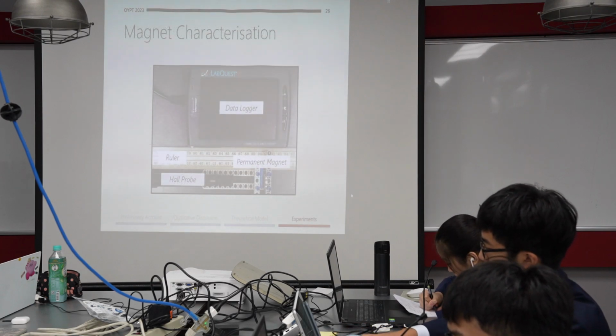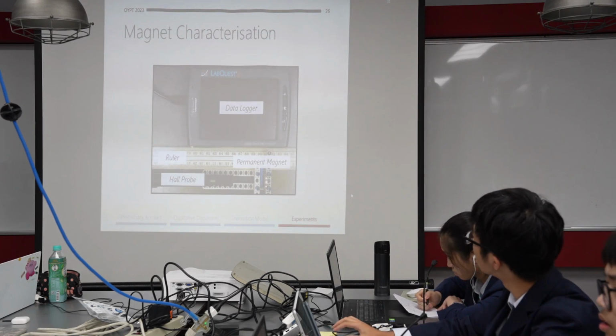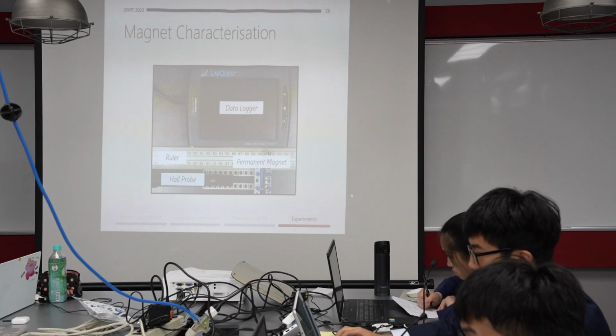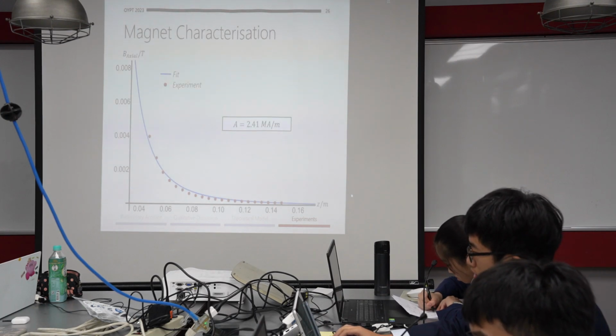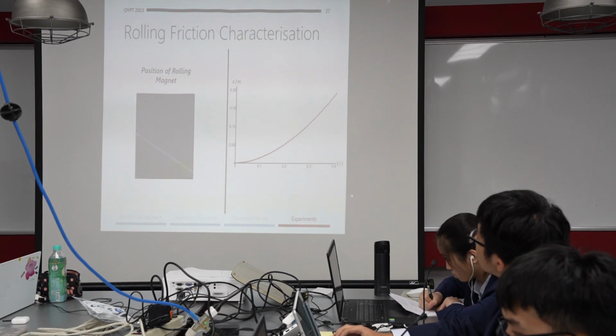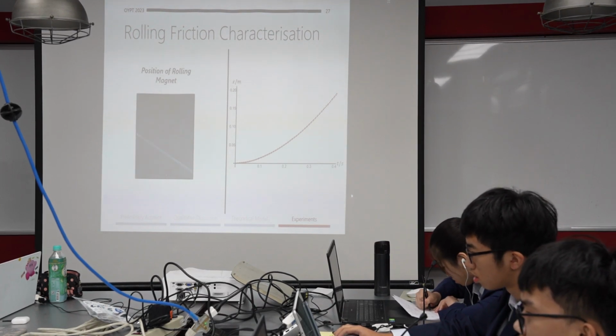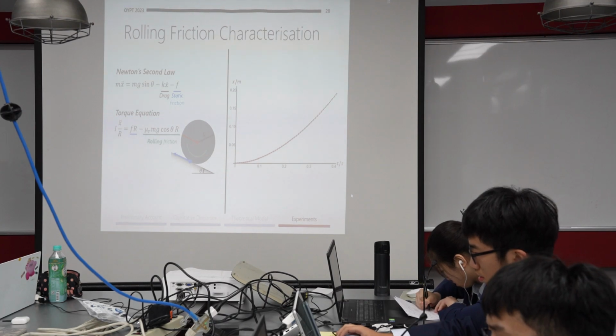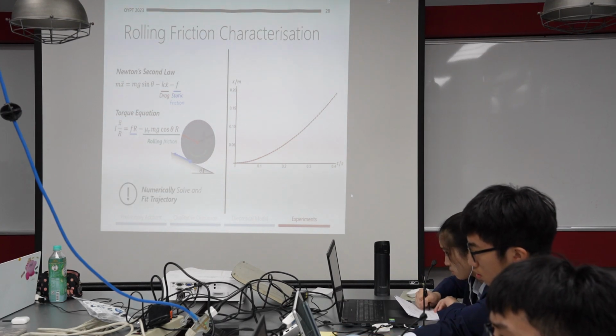To characterize the strength of our magnet, we use a Hall probe and measure the magnetic field along the axial direction. We then fit it to a curve to obtain the surface current magnitude. To characterize the coefficient of rolling friction, we roll a magnet down the ramp and track its position. Using Newton's second law and the torque equation, we fit the position to obtain the coefficient of rolling friction.